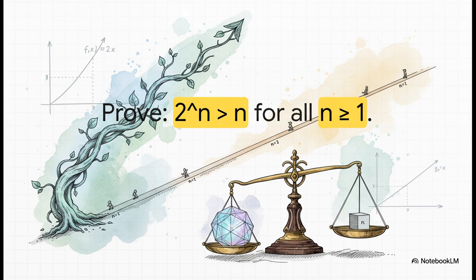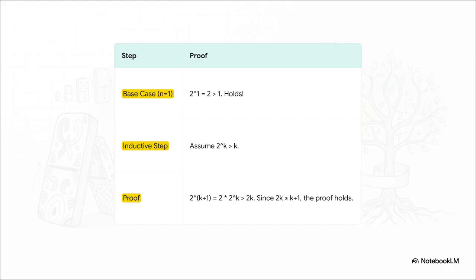All right, for our last example, let's tackle something a little bit trickier, an inequality. The process is exactly the same, but the algebra can require just a little more creative thinking. The base case for n equals 1 works, because 2 is definitely bigger than 1. Then we assume that 2^k is greater than k. Now for the inductive step.